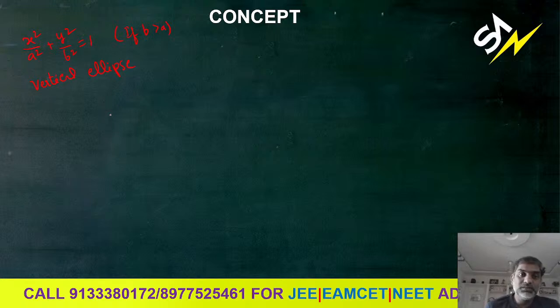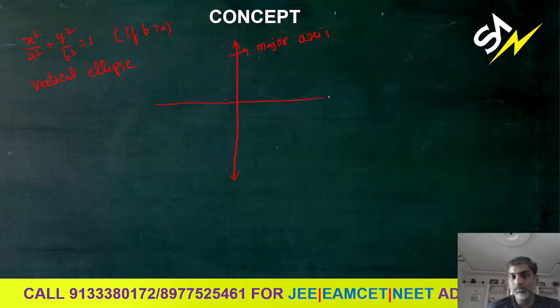Now in this vertical ellipse, the major axis will become the y axis. The figure will be like this. The y axis is called the major axis, and the x axis is called the minor axis. Okay, already we have discussed, that's why I am writing directly. And then the ellipse will be like this. Okay, this is the ellipse.